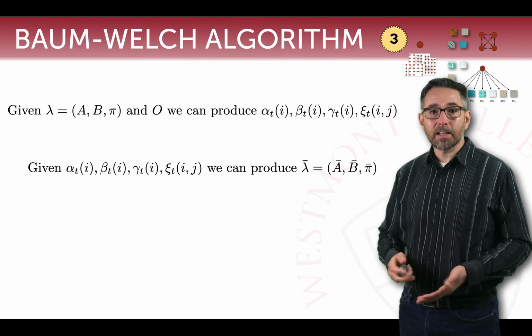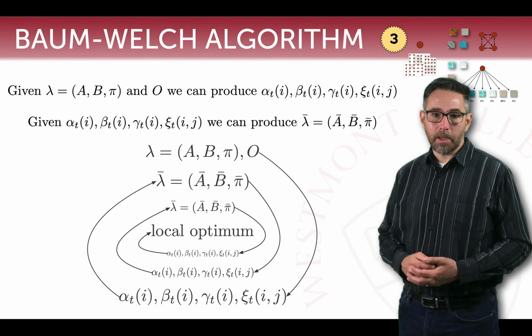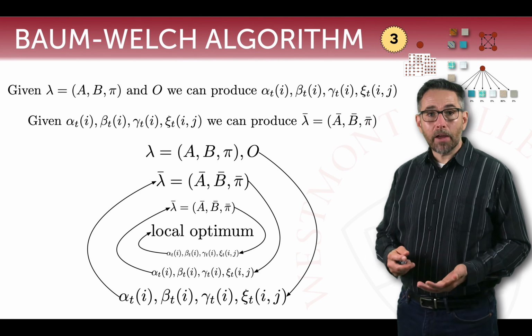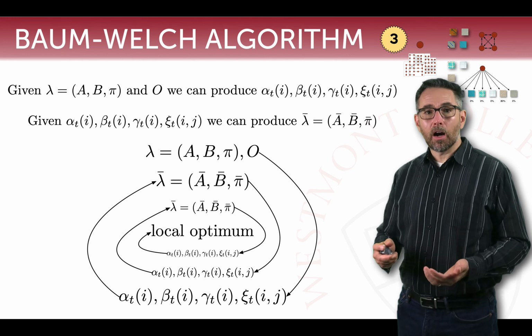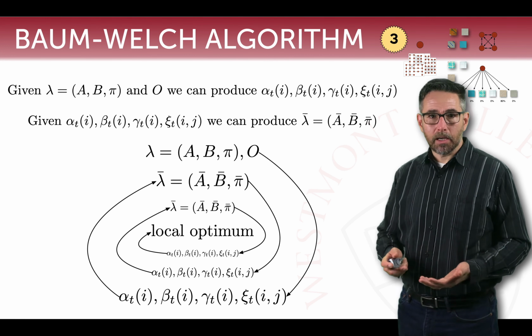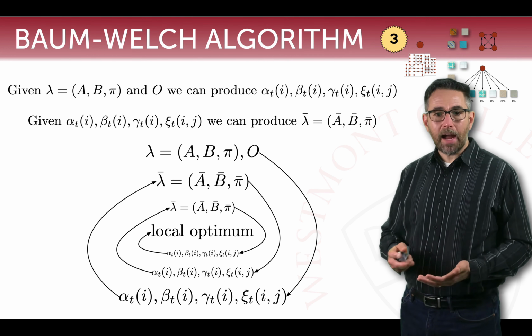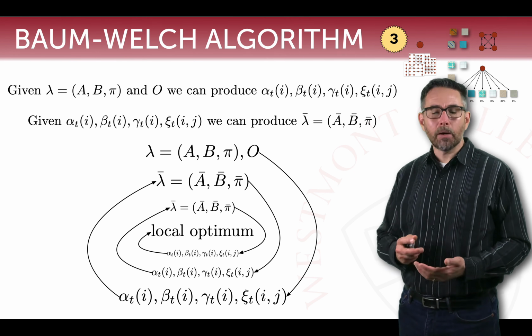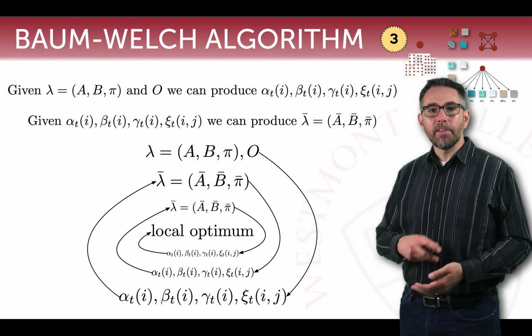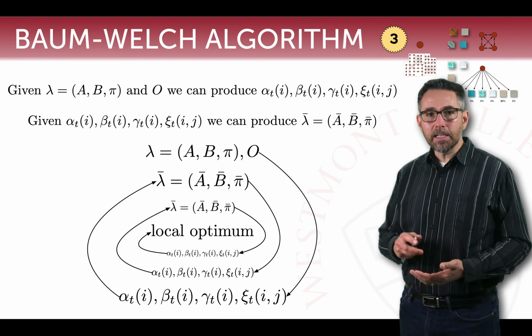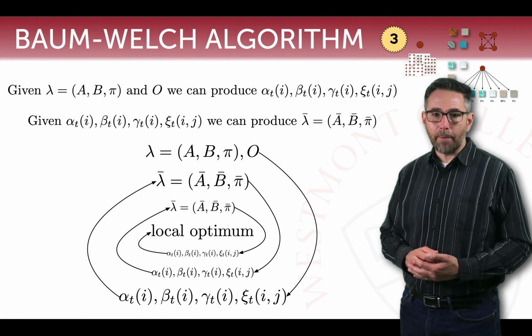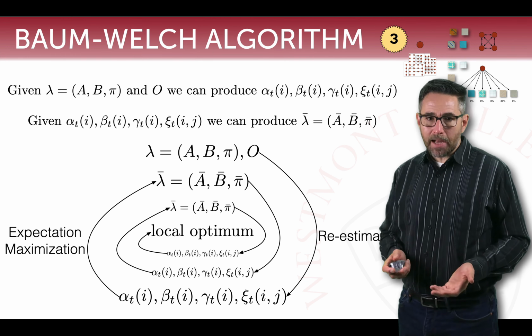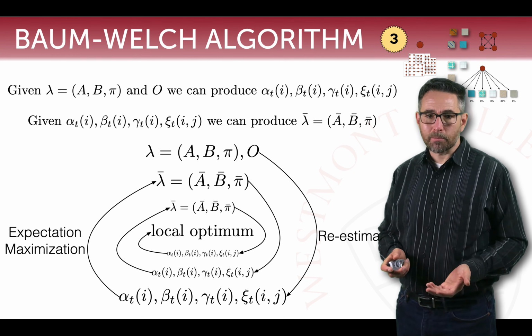Well, this then gives us an iterative procedure we can follow. We take our model, we calculate our mathematical aggregates. We take our aggregates and we produce a better model. We produce new aggregates, then we produce a better model. New aggregates, better model. This iteratively is guaranteed to converge on a local optimum. And this is the process that is called expectation maximization.